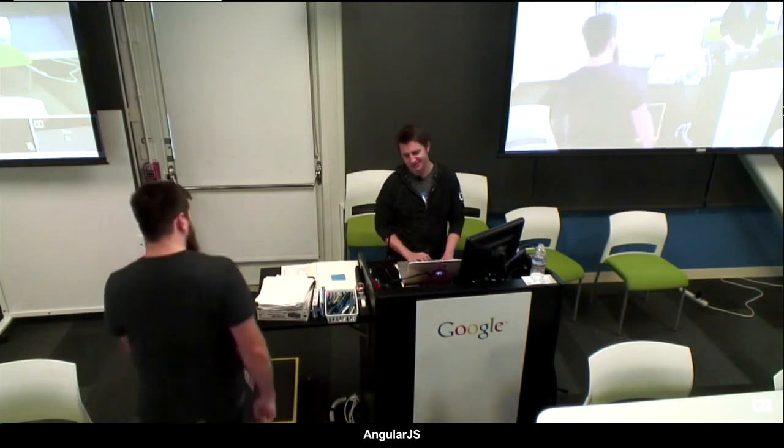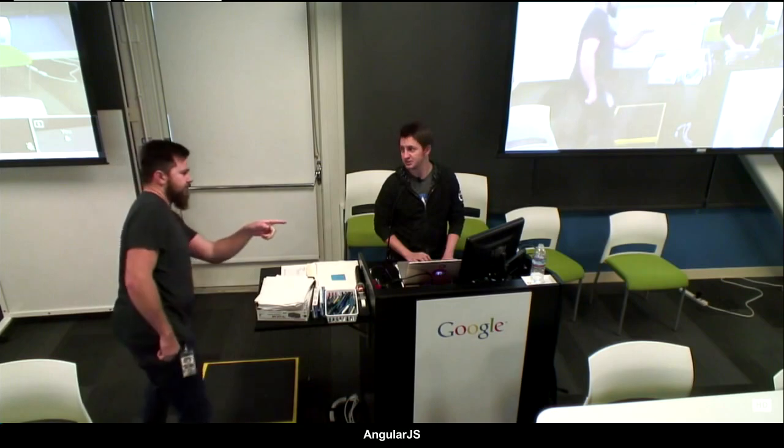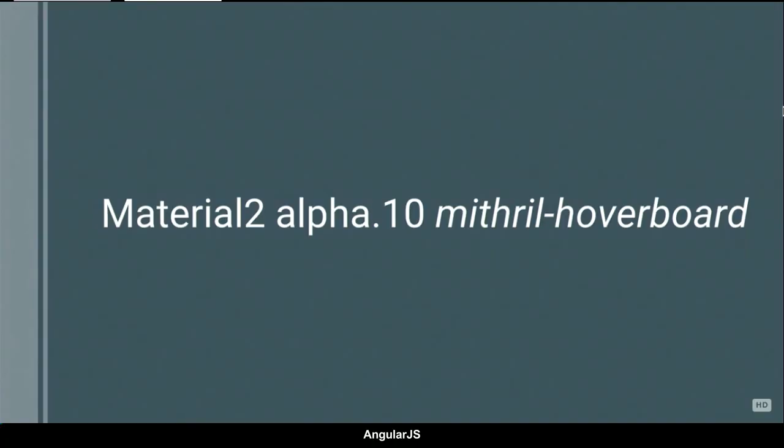There aren't really many announcements today. The only one I've got for you is that Jeremy did release a brand new alpha of Angular Material 2. So if you're using Material 2, check that out. It's called Mithril Hoverboard for some reason. Okay, so Mithril Hoverboard alpha of Angular Material came out today. It's Material 2. Try that out.